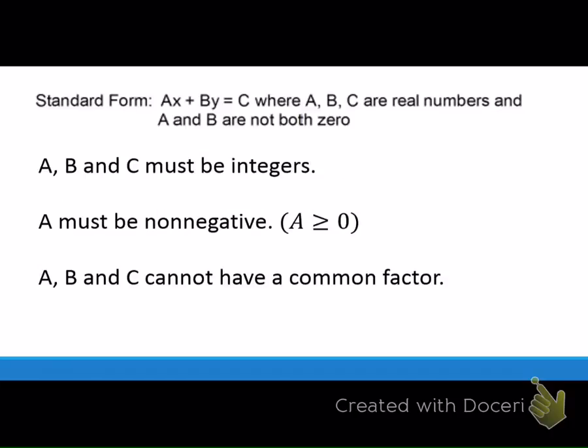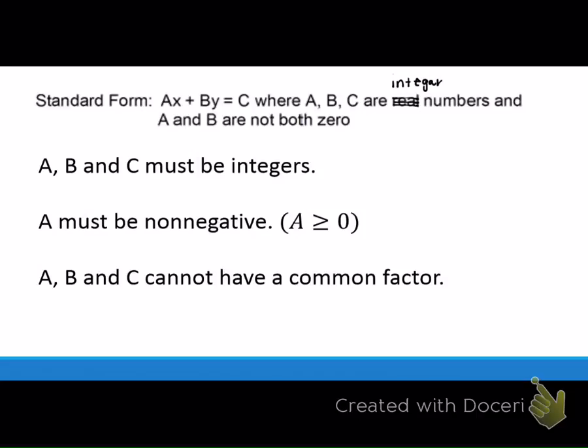Okay, so standard form is ax plus by equals c, where a, b, and c are real numbers. Really what this should say is a, b, and c are integers. So change that to integers, which means the numbers on a number line, the counting numbers. You don't usually count with fractions and decimals. And a and b are both not 0. One can be 0, but not the other.